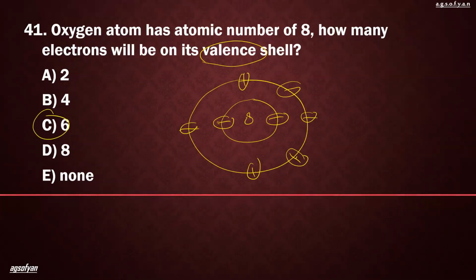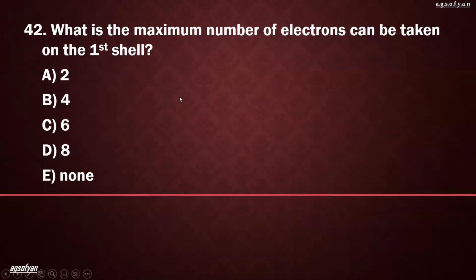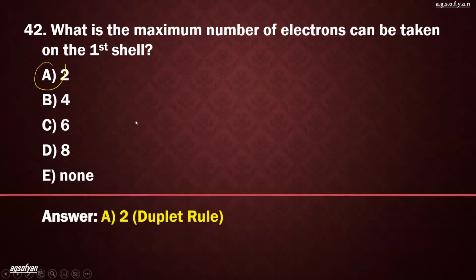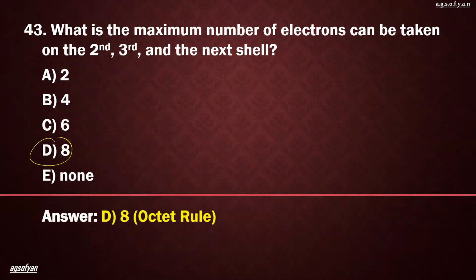Okay, you get this one? Yes, I'm sorry, I misread it. I thought it was asking how many shells there are going to be. On the valence shell, the outermost shell, it is 6. Now what is the maximum number of electrons that can be taken in the first shell? Only 2. That's what we call the duplet rule. How about the next shell? 8. That's what we call the octet rule. 2 and 8. Duplet and octet.